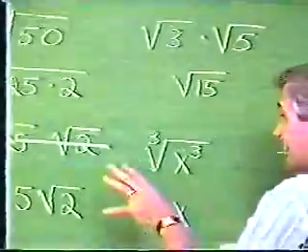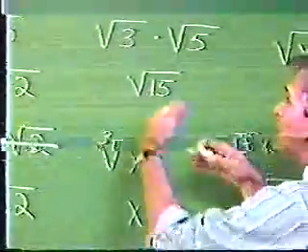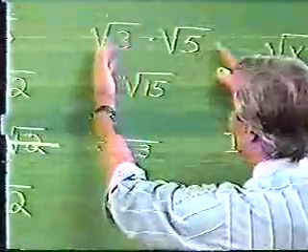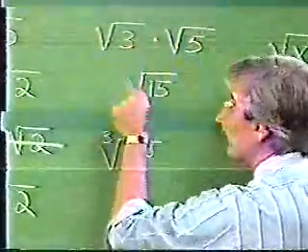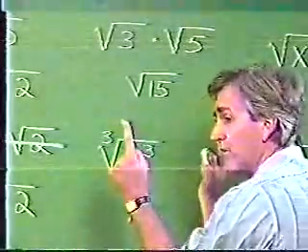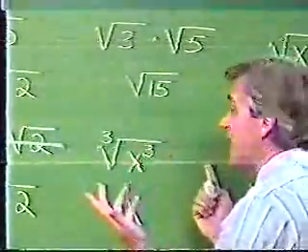Now, that situation can lead to other situations. That is, the square root of 3 times the square root of 5. If it's true that we can factor and think of the radical applying to each separate factor, then we can work that idea in the opposite direction.